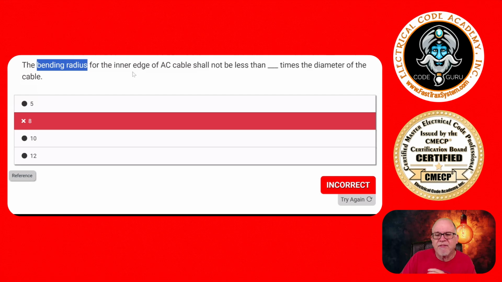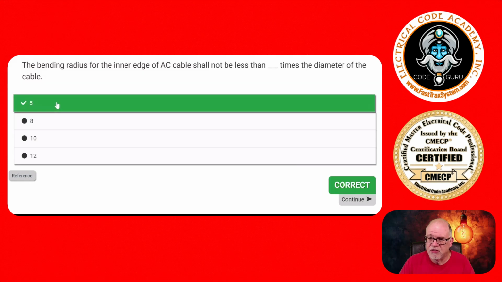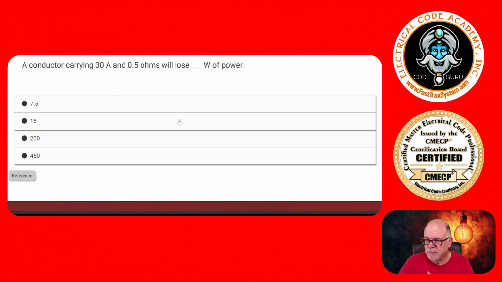You need to spend whatever time it takes to look up the words, look up bending radius, look up AC cable. Okay? Do whatever you can to forage through the index because we want you to get much better at the index. Okay? Just saying, it's going to help you in the long run. Okay, so in this case, we know it's 5. We've checked our code reference, so we're going to move on.